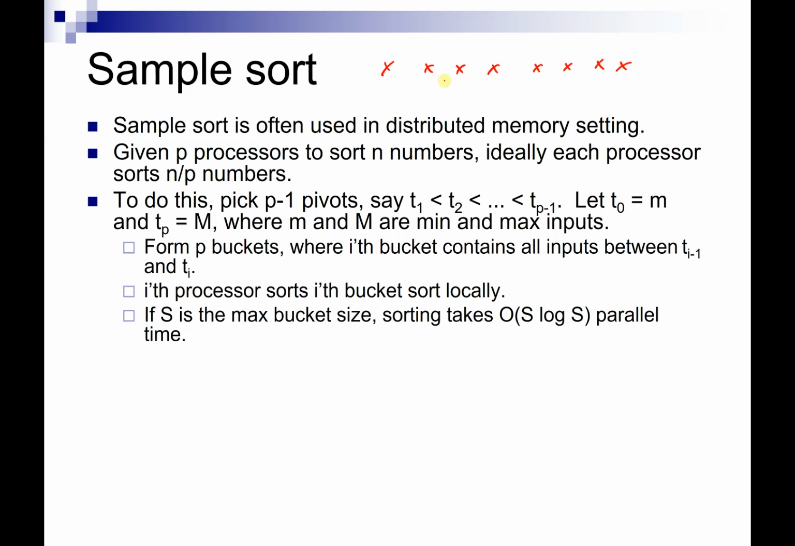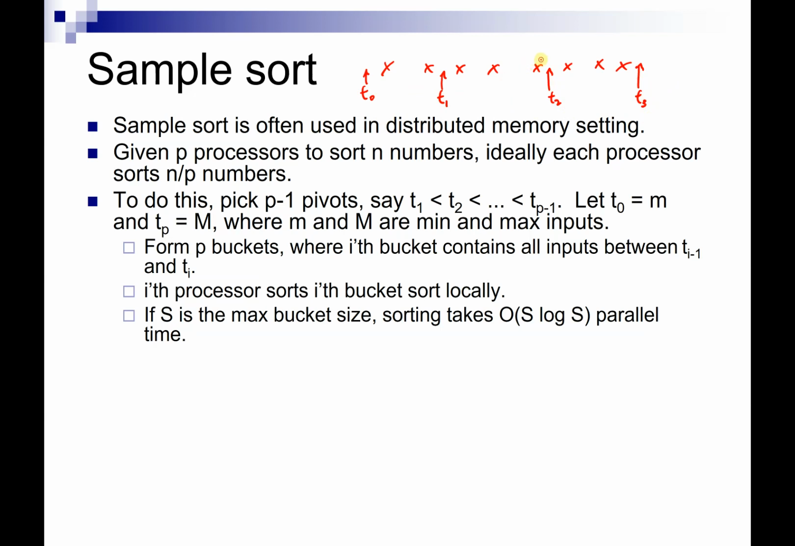Okay, so we're going to pick up a few of these pivots. We have a pivot which is equal to one of these smallest values, right? So this is a pivot, and let's say you got a pivot over here, and a pivot over here, T2, and then a pivot over here, T3. So we have p plus 1 of these pivots in total, and you see that these values are going to cut all of these input values into p buckets.